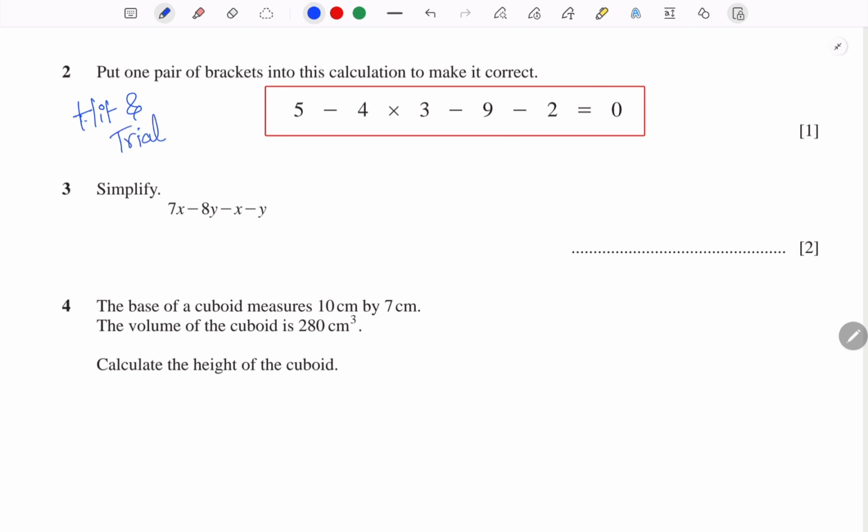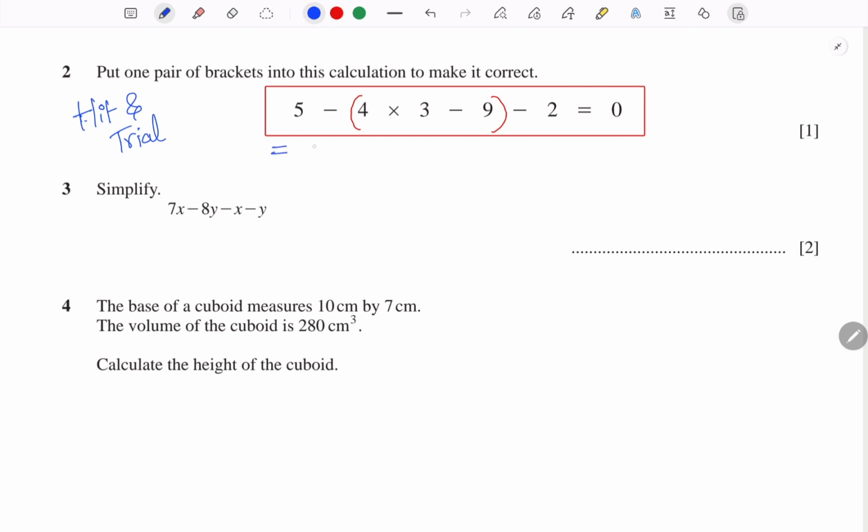Hit and trial means that we have to try out the different combinations of the placement of the brackets. So we can put either 2 or 3 numbers together inside the bracket, do certain operations, and then find out the answer. When I did that, I found that when you put a bracket here and here, and then solve this expression, it will give you 0. Let me show you how.